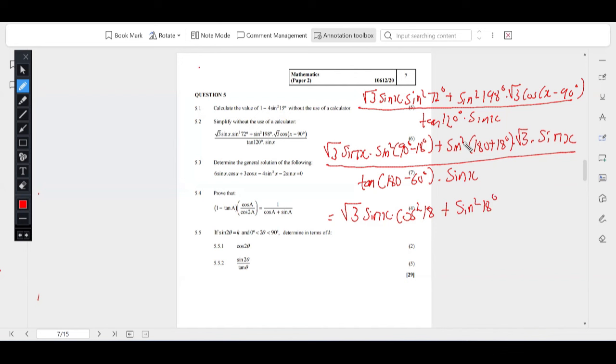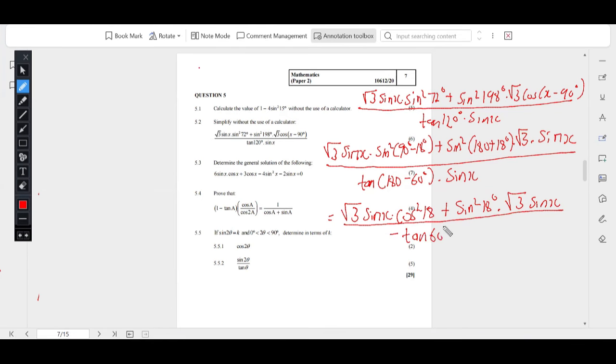So always note that whenever we have a square, even if it's negative on that quadrant, it comes out as a positive because of the negative times negative. Then here we have root 3 sine x. Nice. So we are getting somewhere now. Then tan 180 minus 60. This is in the second quadrant. 180 minus theta is the second quadrant. How is tan in the second quadrant? It is negative. So this is supposed to be negative tan 60 degrees. And then here we have sine x.